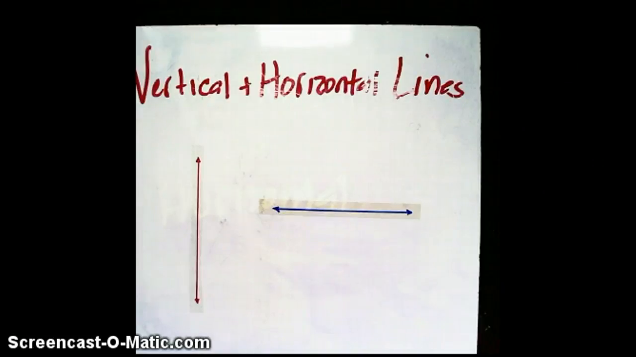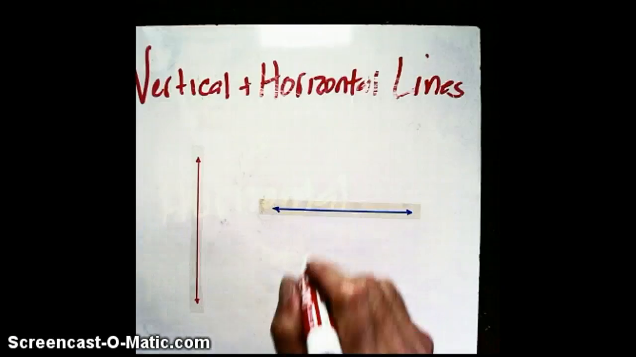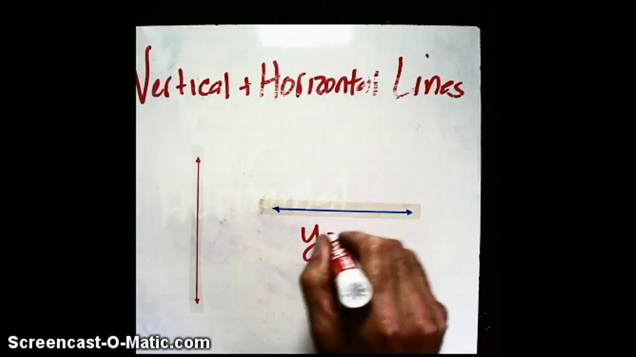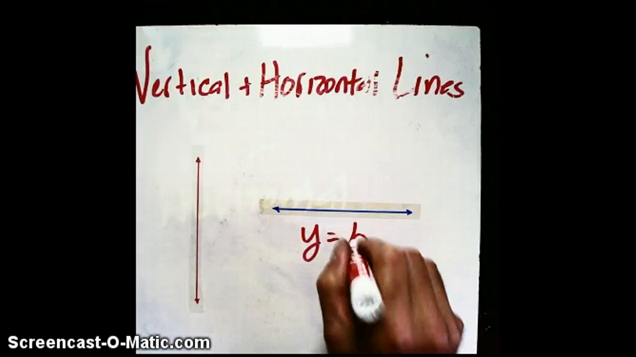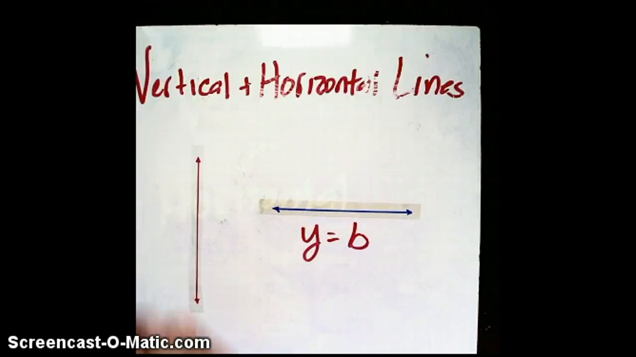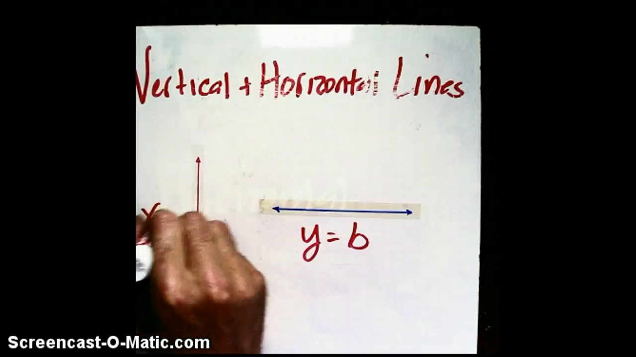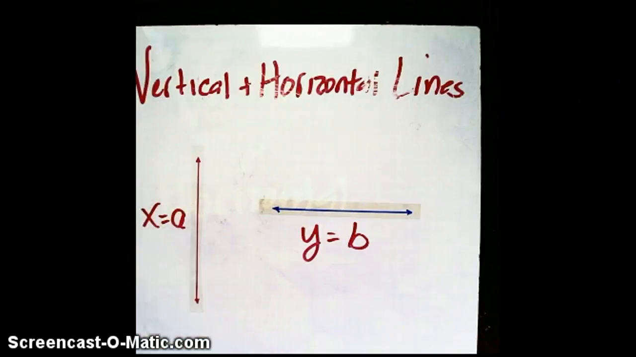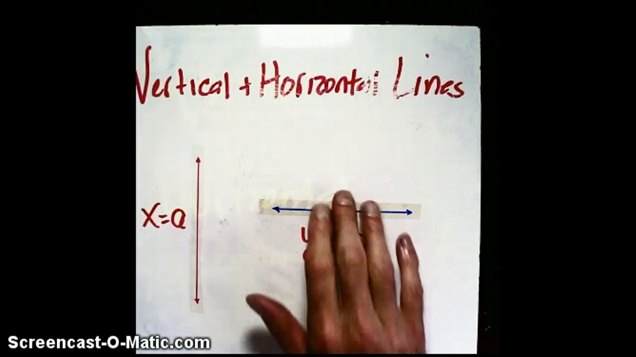Now, one thing we need to understand: horizontal lines have the equation y equals b. Vertical lines have the equation x equals a. I probably should explain that, so let's do this.